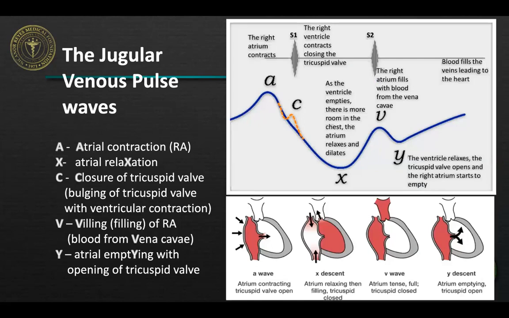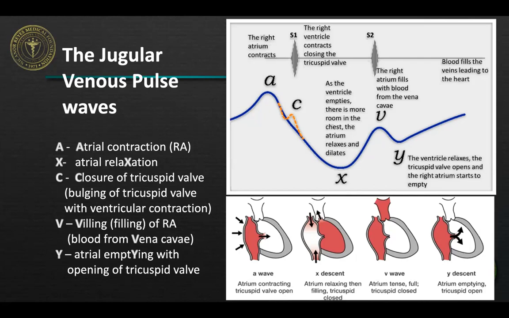The jugular venous waveforms are really difficult to distinguish from carotid pulsation. However, each has a distinct characteristic. So for A, which stands for atrial contraction, X corresponds to atrial relaxation. C is closure of the tricuspid valve. That is, there will be bulging of the tricuspid valve with ventricular contraction.